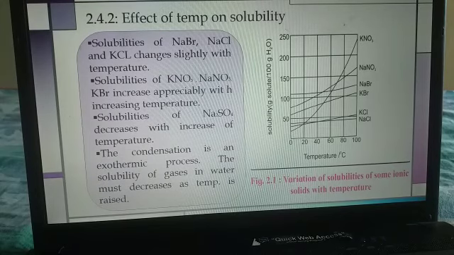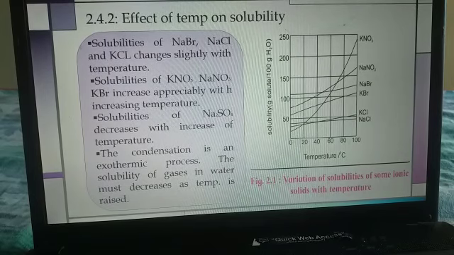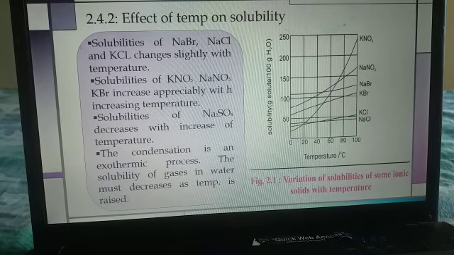Second, the solubility of KNO3, NaNO3 and KBr increases appreciably with the increase in temperature. Similarly, the solubility of sodium sulfate, Na2SO4, decreases with increase of temperature. Condensation is an exothermic process. Condensation means to collect droplets of water. During evaporation, the solubility of gases in water must decrease as the temperature is raised.